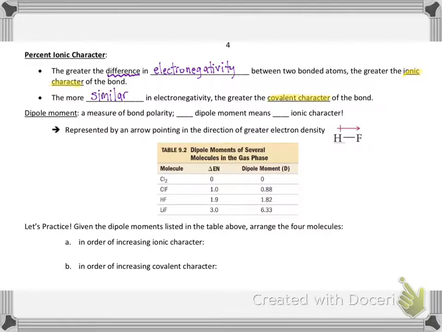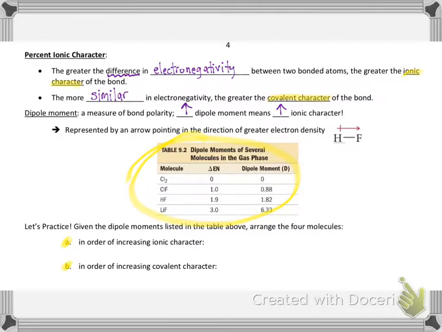You may remember dipole moments. If not, we will review them more when we get to covalent bonding, but it's a measure of bond polarity. If you have a greater dipole moment, that means that you have a greater percentage ionic character because you basically have a greater difference in electronegativity. They're represented by arrows, and they point in the direction of greater electron density. So let's go ahead and use this lovely provided table to answer these two practice problems below.